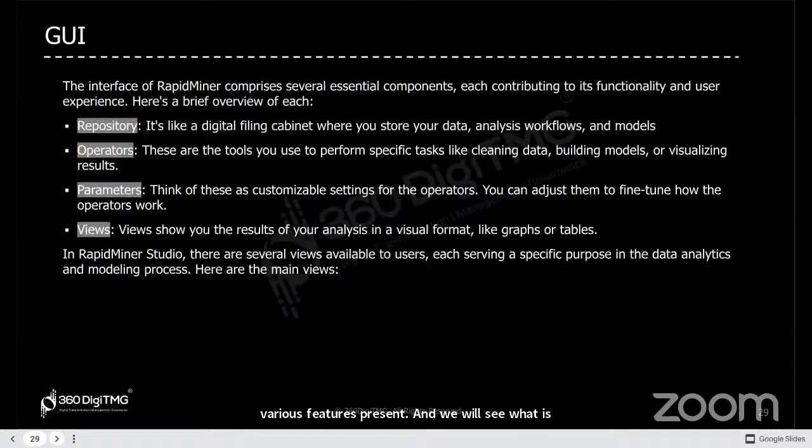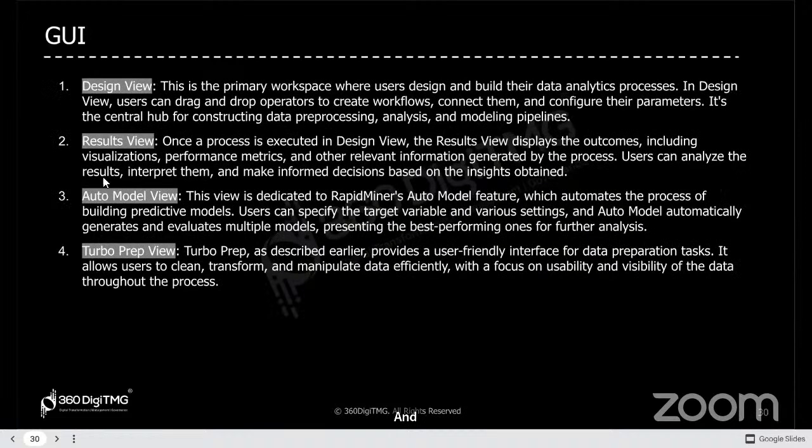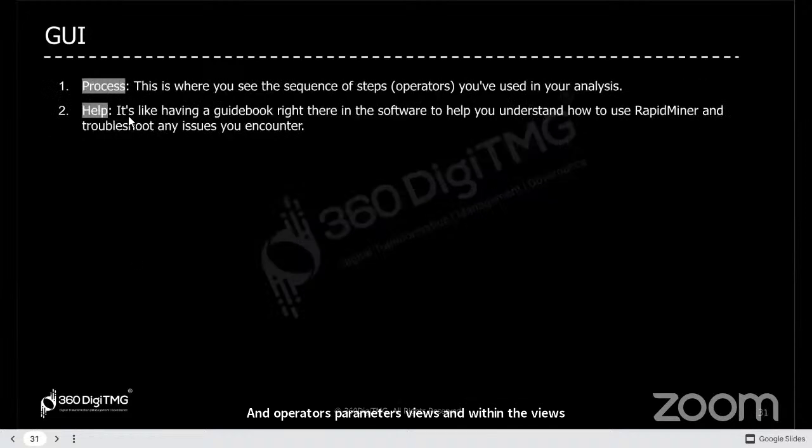Next, we'll talk about the interface of RapidMiner Studio. The interface of RapidMiner comprises several essential components. Each and every component contributes to its functionality and user experience. So what are these components? The first ones that we have are repository and operators, parameters, views, and within the views again we have multiple, and also we have process and help.